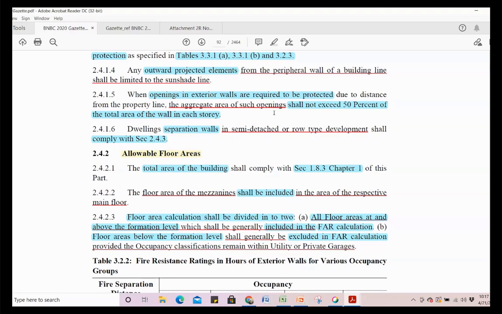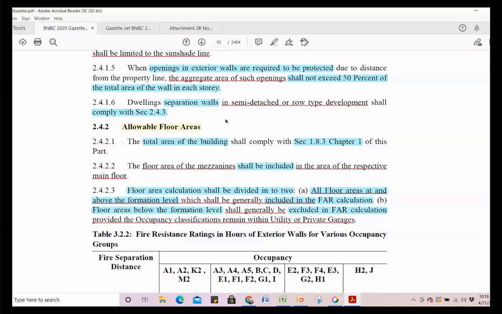Then another general requirement: when there are openings in the exterior wall, they have to be protected, but the aggregate of such openings shall not exceed 50% of the total area of the wall in each story. So we have a ratio for how much opening area we can create for each floor in the fire protected exterior wall.